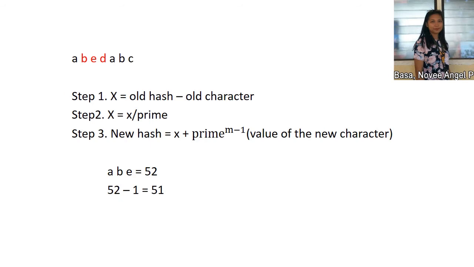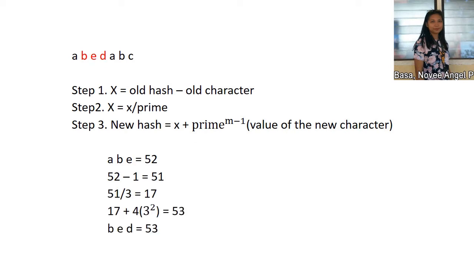Since we are only removing the A and adding the D, the process is we remove the value of A, which is the old character. Then we divide it by the prime number, which is 3. Then add the value of what has been added, the D, which is 4 times the prime number raised to the pattern's length minus 1, which is 2. Now we come up with 53. 53 is the hash of BED. Since it is not the same from what we are looking, we will move on to the next.